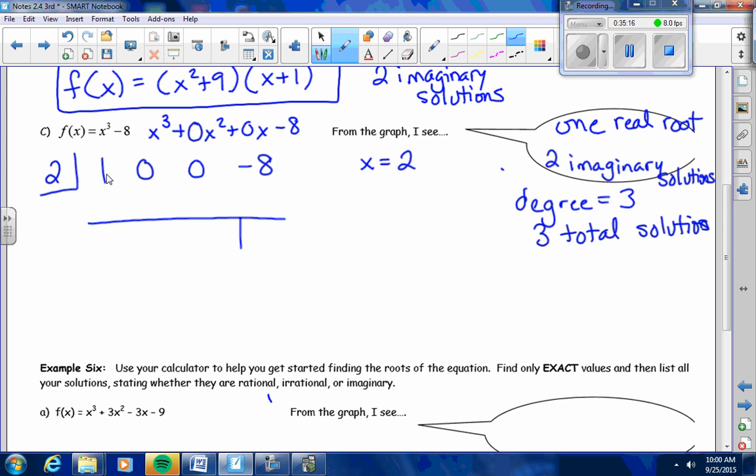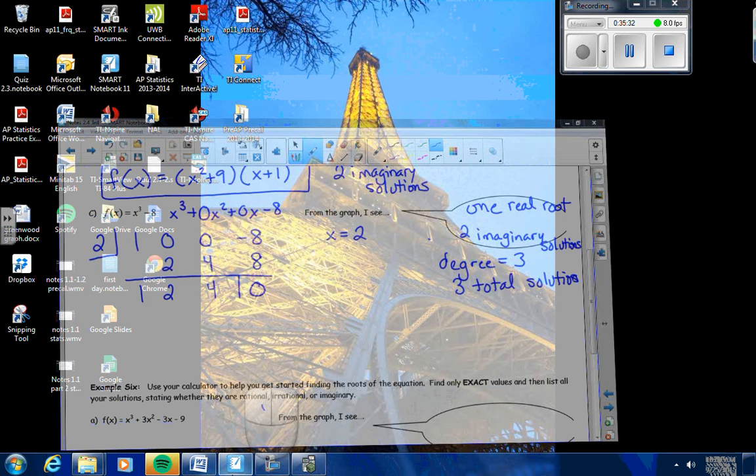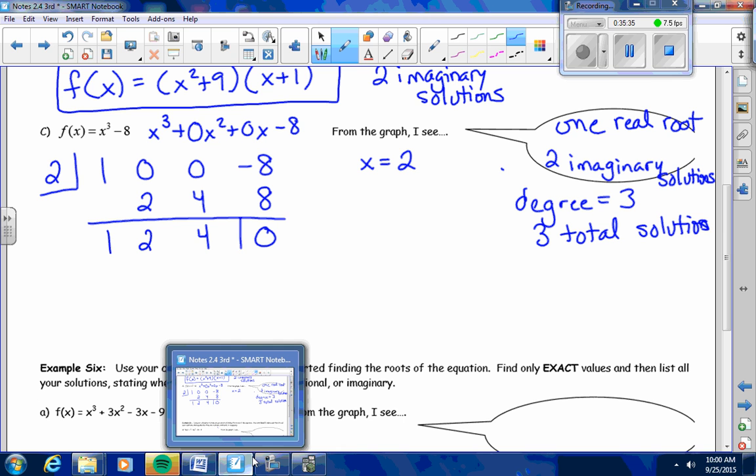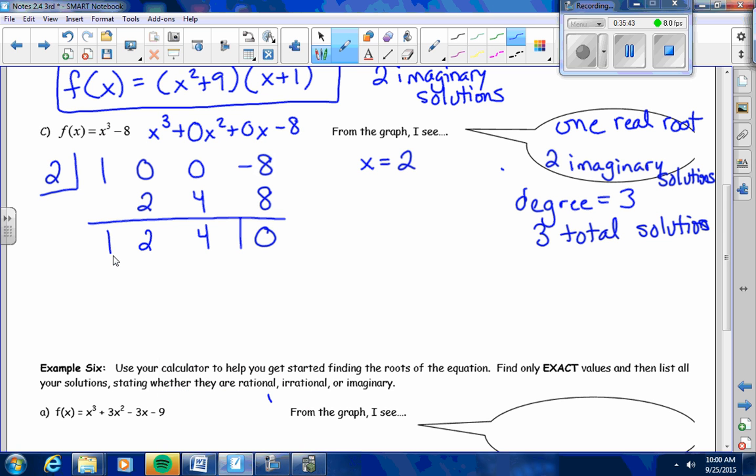Okay, let's do the synthetic division. Bring down the 1. 1 times 2 is 2. 2 plus 0, 2. 2 times 2 is 4 plus 0. 4 times 2, 8. 8 plus -8, 0. Did I have any other 0 or root that I could use with synthetic division? No. I started with x cubed, divided once, so now my result starts with x to what power? X squared plus what? 2x and plus 4.